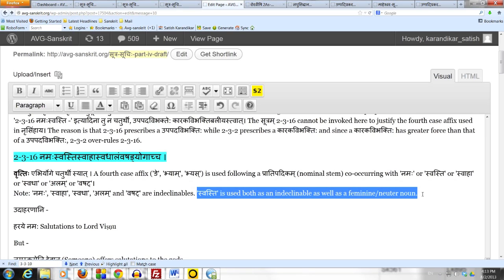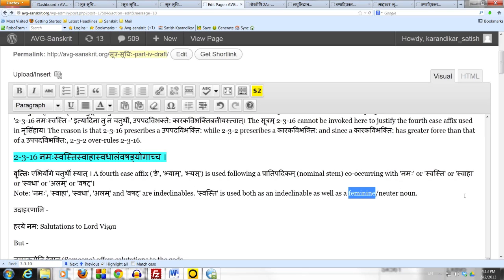Actually, for the most part, if it is used as a noun, it is used in the feminine only. The dictionary says feminine or neuter, but most of the usages which I have seen are only as a feminine noun. So it is either used as an indeclinable or as a feminine noun, maybe sometimes neuter noun. The examples are as follows.